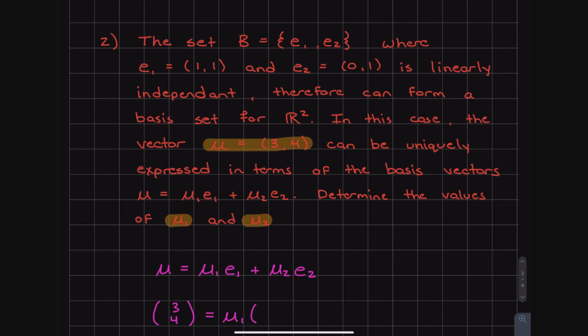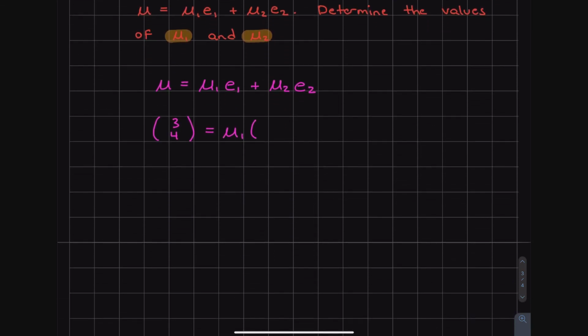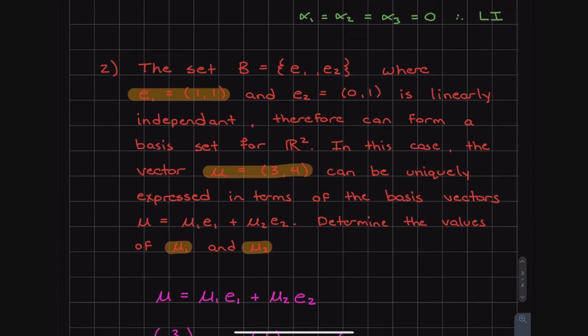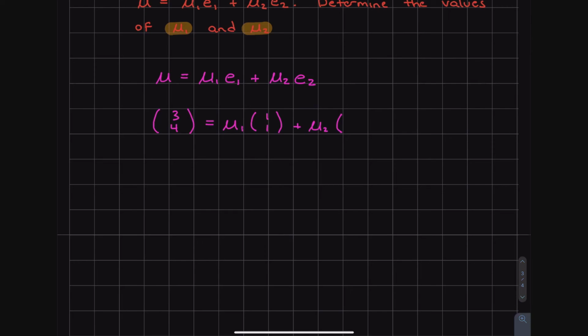So if we look at the top, we're given that e1 is equal to (1, 1). So I'm going to come down here and put u1 times (1, 1). And then plus u2. So u2 is another thing that we're trying to solve for, and this is multiplied by vector e2. So if we look, e2 right here is equal to (0, 1). So I come down here, I have (0, 1). So just like that.